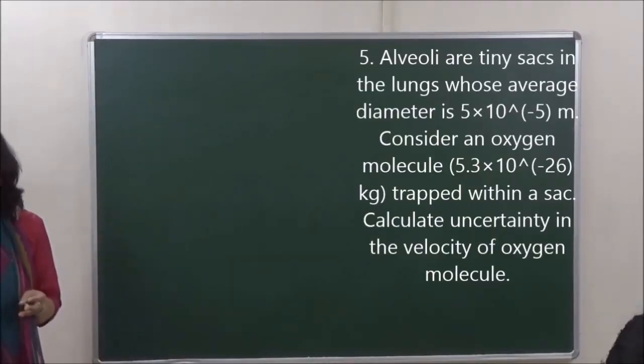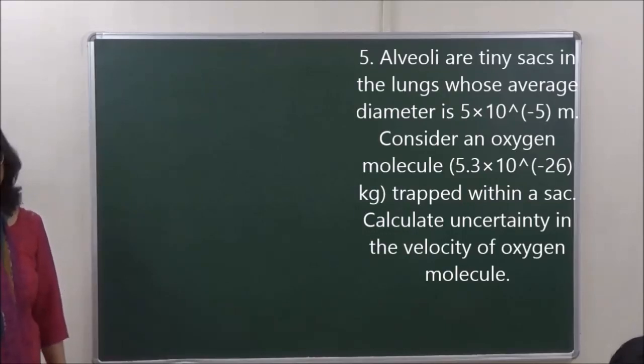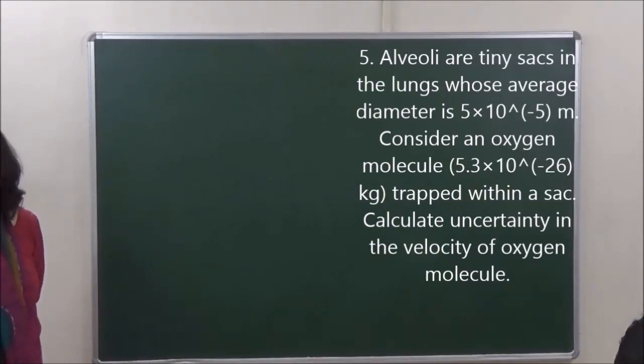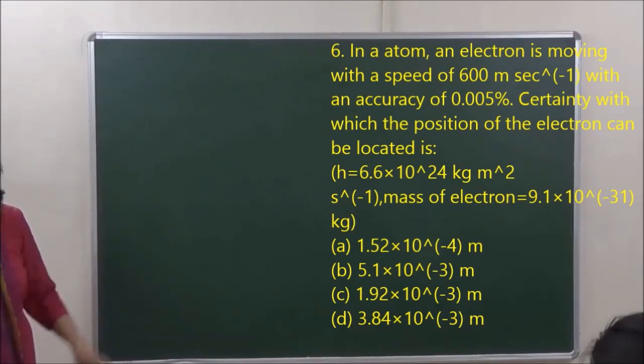Question number 6 is: in an atom, an electron is moving with a speed of 600 meters per second with an accuracy of 0.005%. Calculate the certainty with which the position of the electron can be located. And the options are given to you over here. Option A is 1.52 into 10 raised to power minus 4. Option B is 5.1 into 10 raised to power minus 3. Option C is 1.92 into 10 raised to power minus 3. And option D is 3.84.